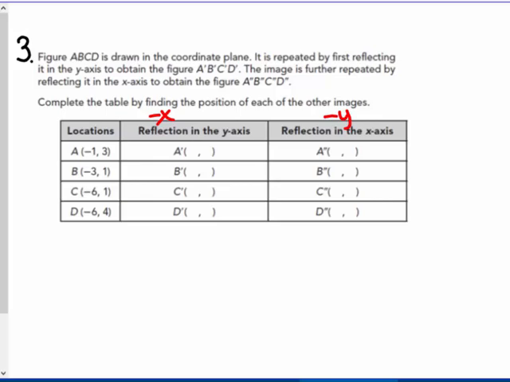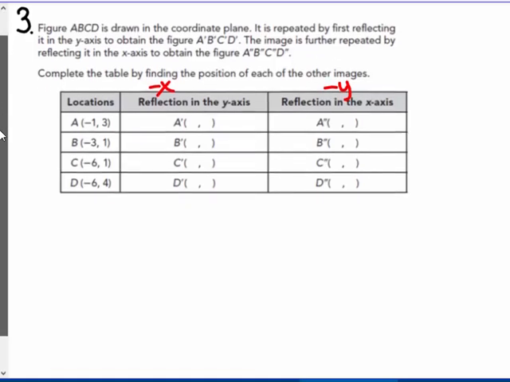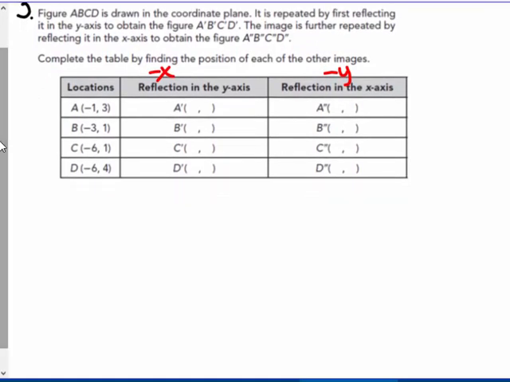So it says, figure ABCD is drawn in the coordinate plane. It is repeated by first reflecting it in the y-axis to obtain A prime, B prime, C prime, D prime. The image is further repeated by reflecting it in the x-axis to obtain A double prime, B double prime, C double prime, D double prime. Complete the table by finding the position of each of the other images. So we don't have the graph paper, we just have the rule. So we negate our x, or make it its opposite, and maintain the y in reflection in the y-axis.